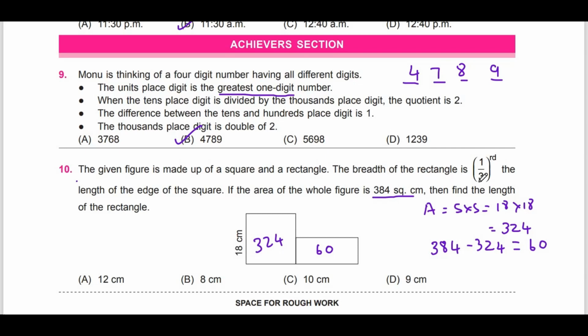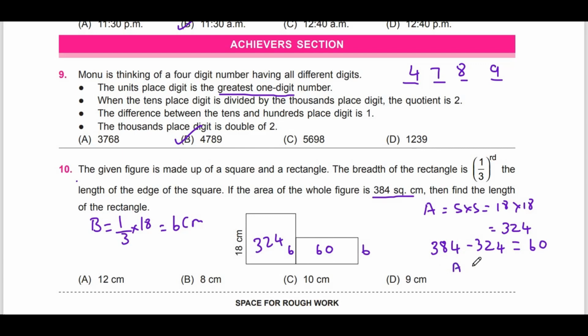The breadth of the rectangle is 1/3 the length of the edge of the square. So the length of the square is 18. Can we find the breadth? Breadth is 1/3 the length of the square. So breadth is equal to 1/3 of 18. What is 1/3 of 18? It is 6 centimeters. So we know the breadth of this rectangle is 6. So now can we find the length? It is easy for us to find now.